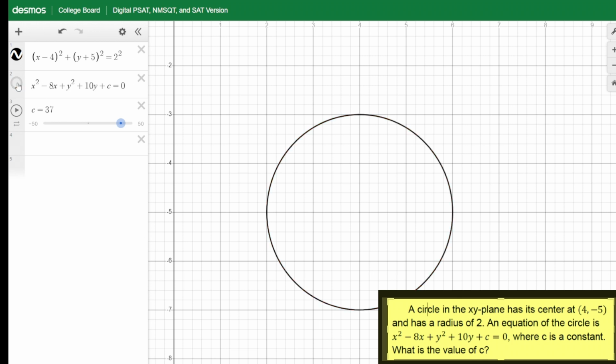So if we get rid of the red equation, we only have the black circle here, and when we get rid of the black, we only have the red one. So c here is going to be 37. So that's our answer.